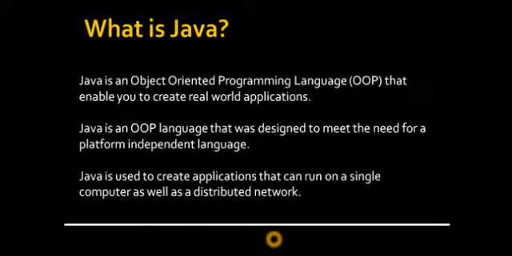And lastly, Java is used to create applications that can run on a single computer as well as a distributed network. What I mean is you can run it on a single computer, like this system right here, you can actually run a Java program on this particular system. Or you can build Java applications to use over a distributed network. That means you can run a single Java program and distribute it over several systems connected on the network.